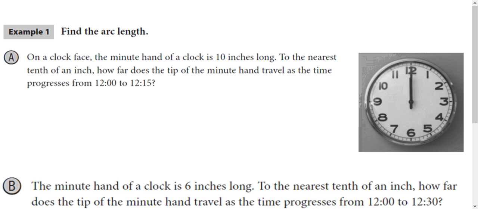So we can look at clocks. Specifically, we're going to look at the minute hand. It's 10 inches long. We're going to round to the nearest tenth of an inch. How far does the tip of the minute hand travel from 12 to 12:15? So minute hand at 12 o'clock is up there. And at 12:15, the minute hand would be over there.